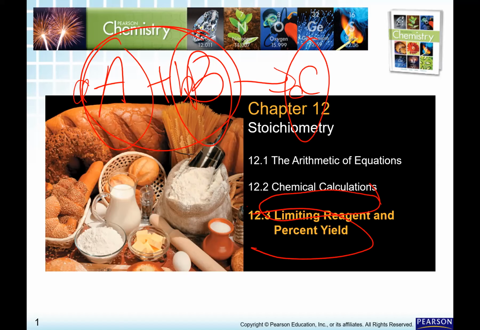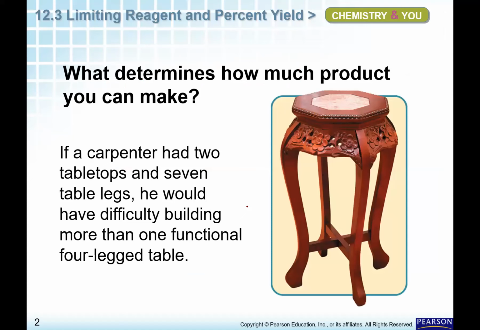When we do a reaction, we should produce 100% of the product. But practically, that is not true. Some of it will be lost here and there, and that's why we need to determine the percent yield. Anyways, let's leave this topic for next time. But for now, let's focus on the limiting reagent.